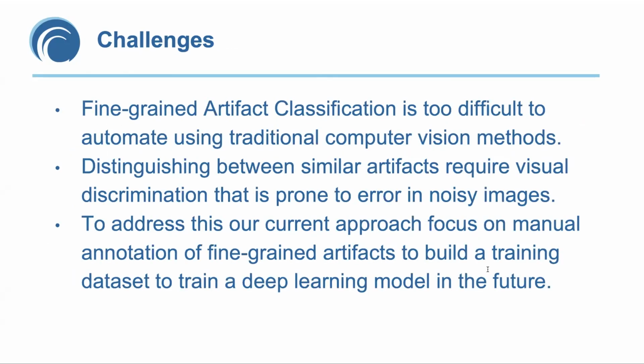Our challenges, as I stated before, are the reason why we label these fine artifacts: these artifacts are too difficult to automate using just computer vision methods. Distinguishing between these artifacts requires visual discrimination that is also prone to error in these noisy images. There's a lot of noise in these mammograms. To address this, we'll need to manually annotate it and also build a training data set to train a deep learning model in the future.